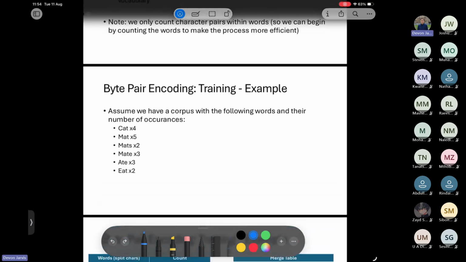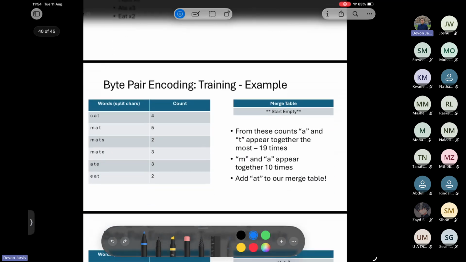Okay, so we're going to assume this is our corpus. Again, a really simple corpus for us to deal with, but that's our corpus of text. So you have 4 versions of the word cat, 5 of the word mat, 2 of mats, 3 mate, 3 ate, and 2 eat. Okay, that's the data set we have to train our tokenizer. And so what are we going to do to start the first step of this process? You take all of your words and you separate them by their letters. Okay? And you now go and count the occurrence of each word.